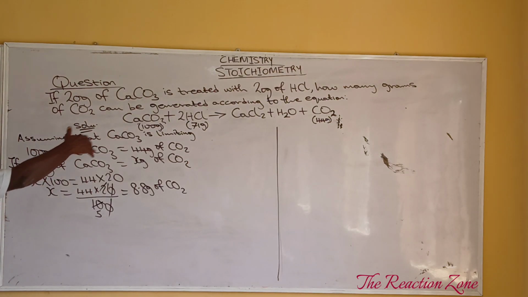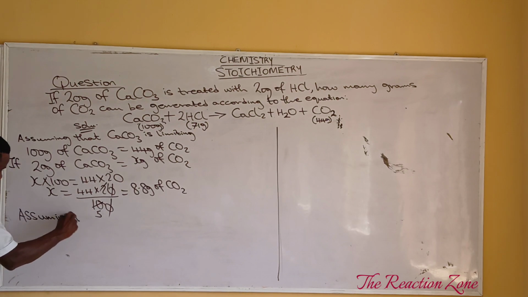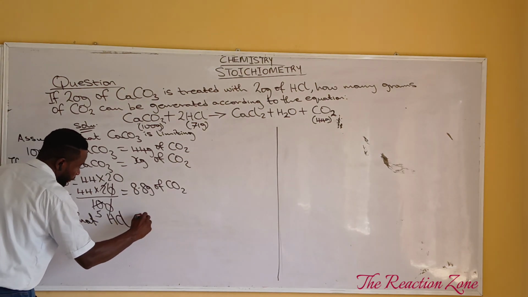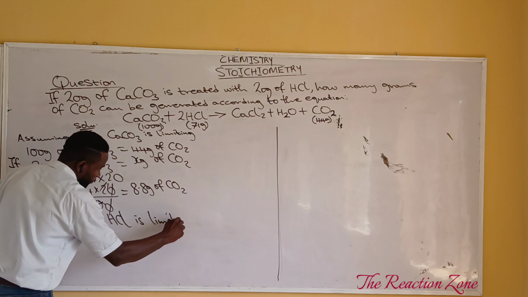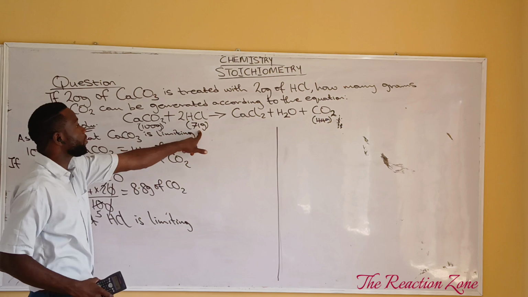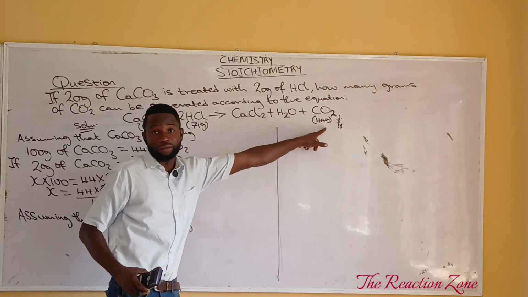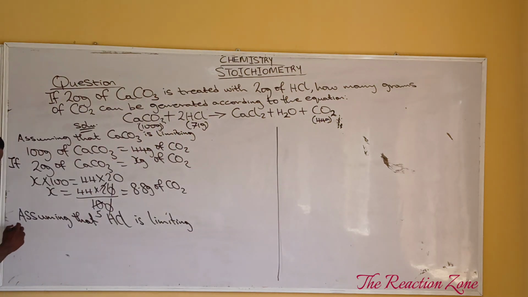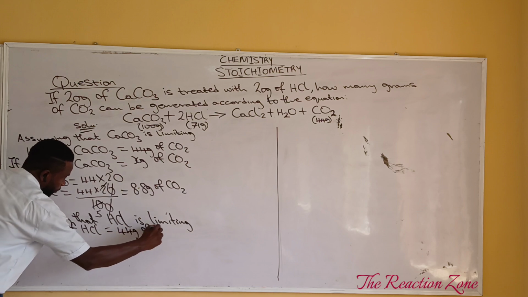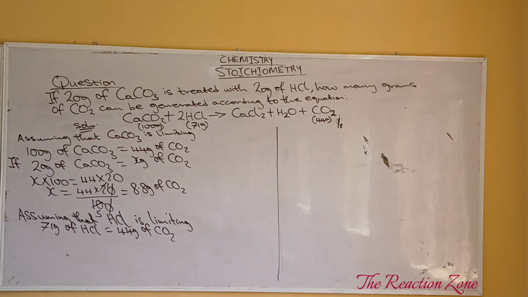Also, we have to assume that HCl is the limiting reagent. So assuming that HCl is limiting, from making this assumption, it means that from the stoichiometric equation, 71 grams of HCl will give 44 grams of CO2. So 71 grams of HCl will be equal to 44 grams of carbon dioxide.